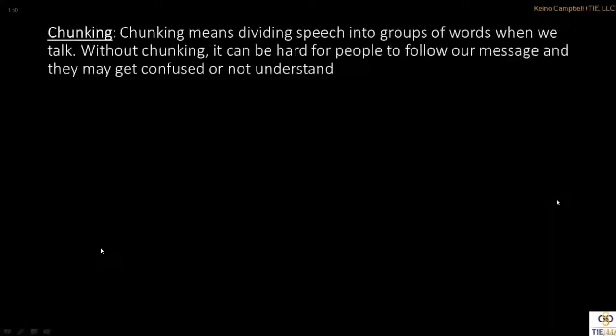Okay, so now let's talk a little bit about what it means to do chunking, right? Chunking means dividing speech into groups of words when we talk. Without chunking, it can be really, really hard for people to understand you. So let's look at an example, right?